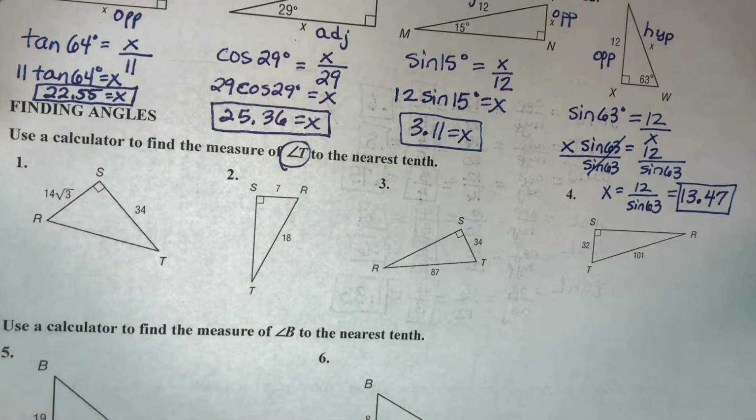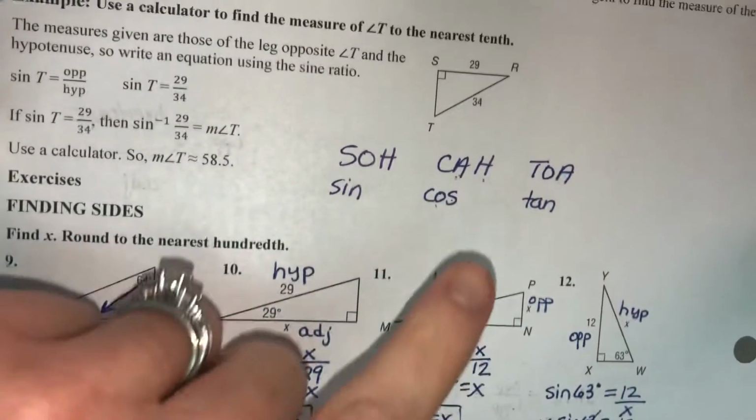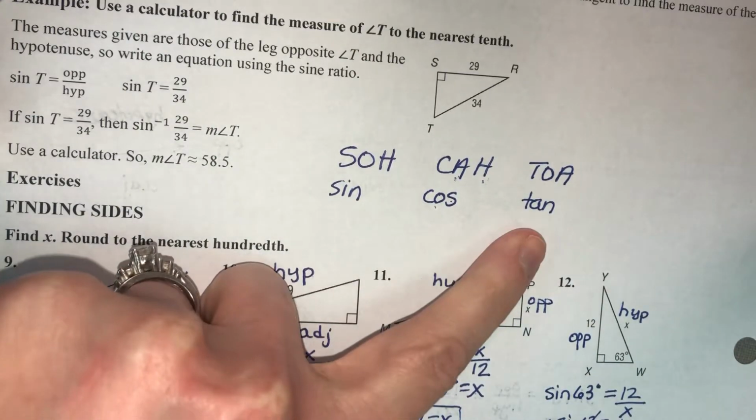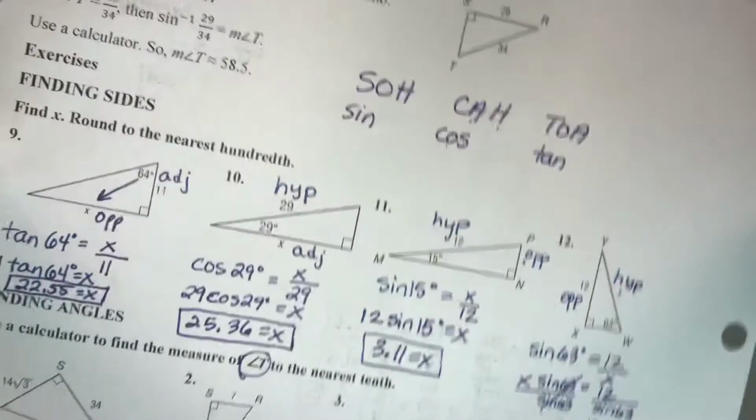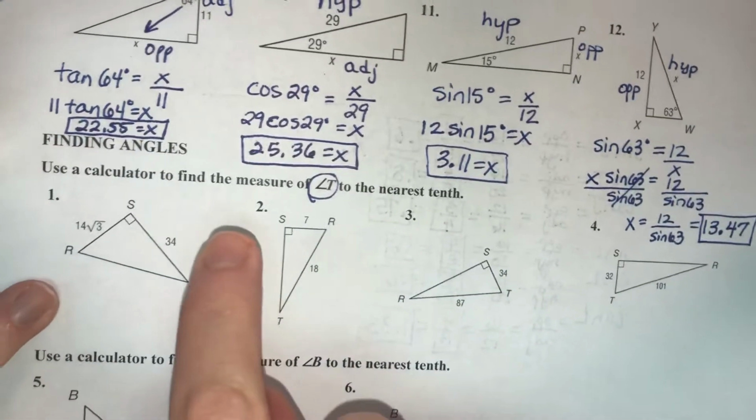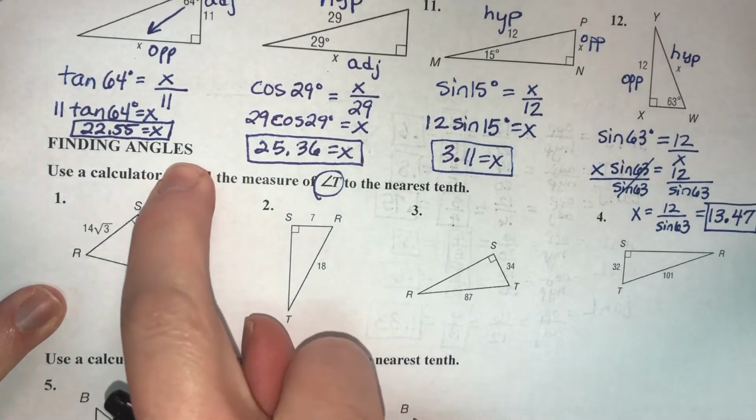Hi, geometry students. So we are going to continue our study of trigonometry today and pick up where we left off. We're still going to be using the same three trig functions we talked about last time: sine, cosine, and tangent, and the SOHCAHTOA acronym. But this time in our lesson, we're going to be using it to find the measurement of angles.